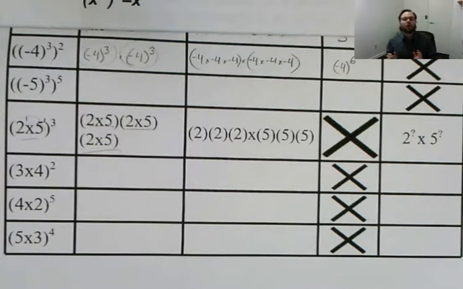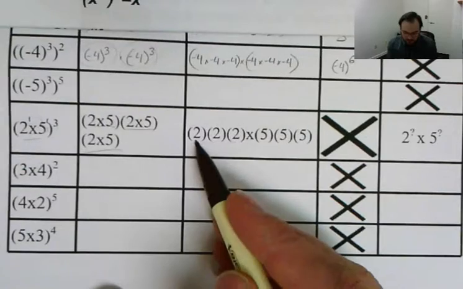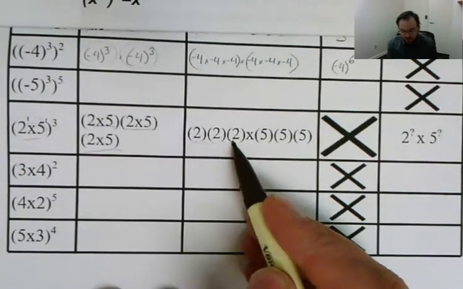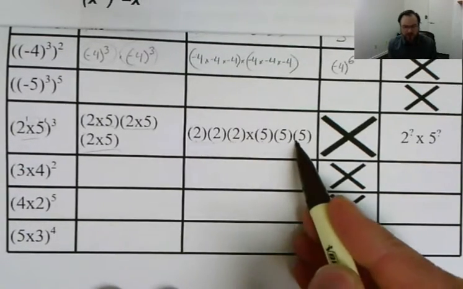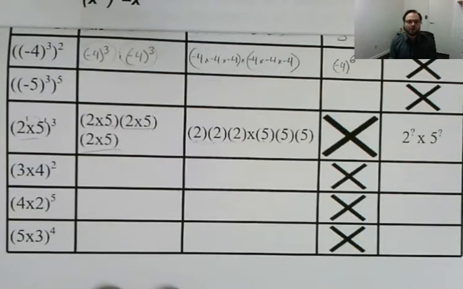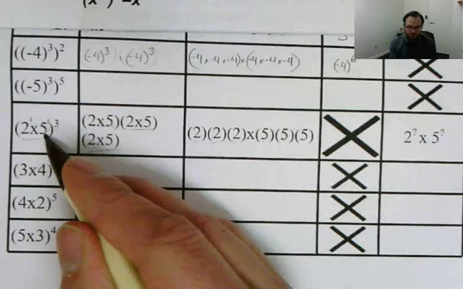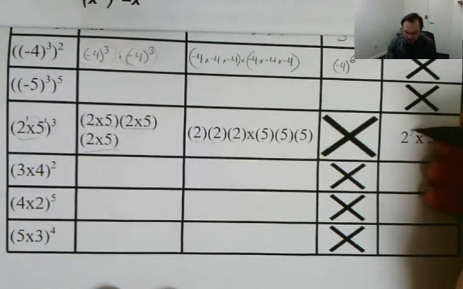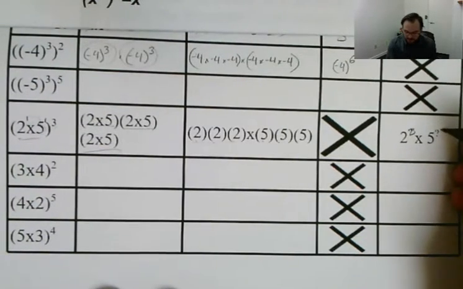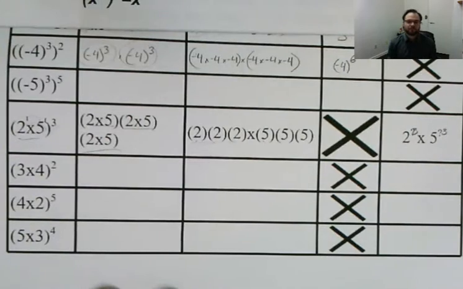So I'm just going to organize all my multiplication. So it's all of my 2's together and all of my 5's together, like I did here. So we have 2 times 2 times 2 times 5 times 5 times 5. So this is saying we want 3 2's to be multiplied together and 3 5's to be multiplied together. So it's 2 to the power of 3 and 5 to the power of 3 for an answer.